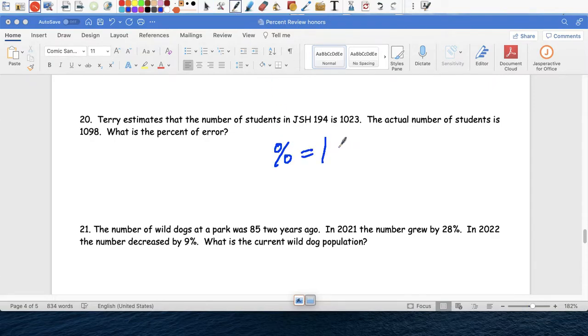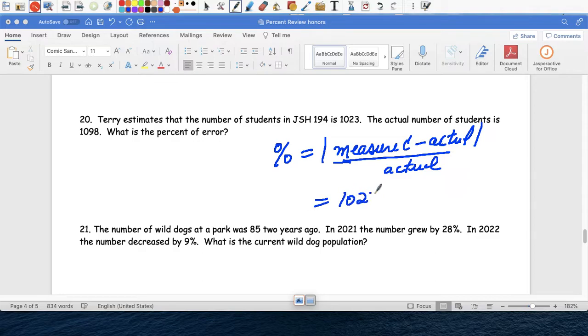It's measured minus actual over actual. I think I used those words. And the absolute value. So the measured, he estimated, or the estimation here is 1,023. The actual number of students in school was 1,098. Let's subtract that and take the absolute value. So 1,023 minus 1,098 equals negative 75. Take the absolute value, that's 75.